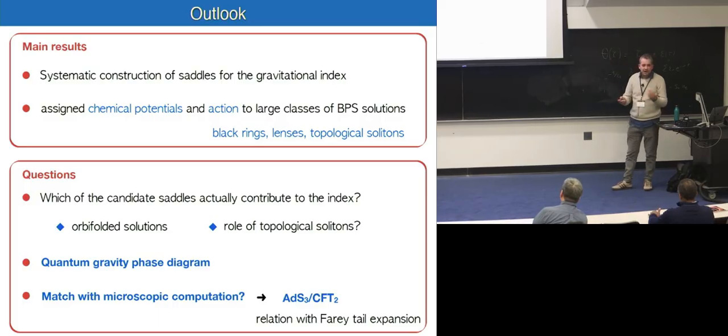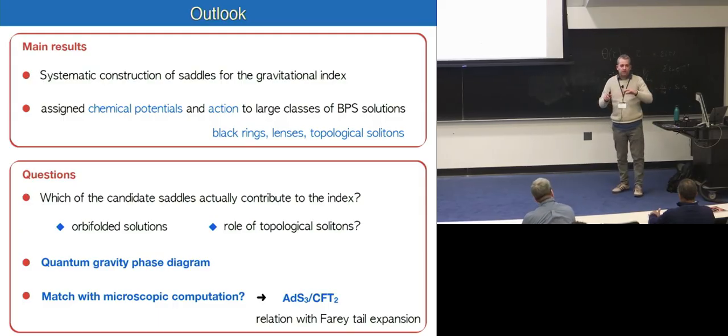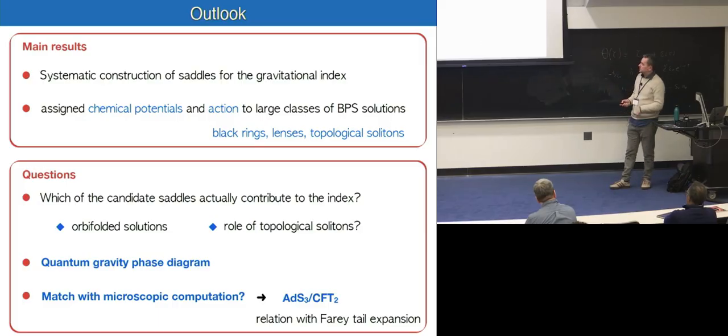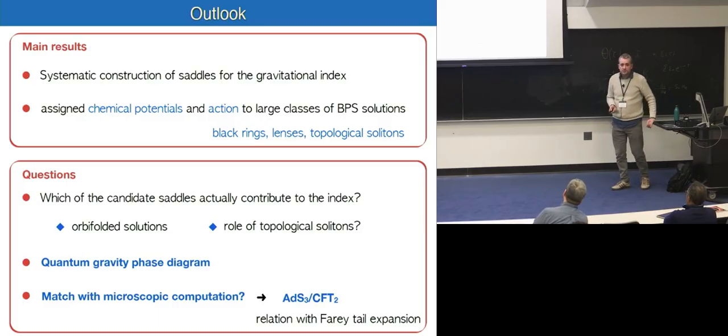So we can expand on this, of course, but the question that remains is, what is the proper integration contour for our gravitational path integral? Which of these saddles are captured by the integration contours and which perhaps are not? This is not a question that we know the answer to so far.